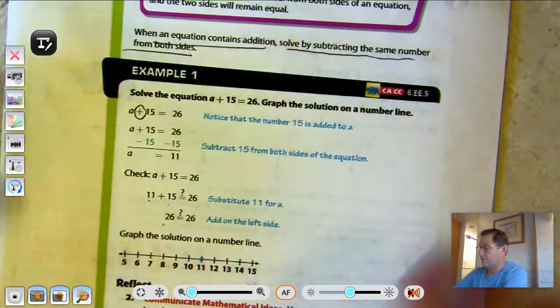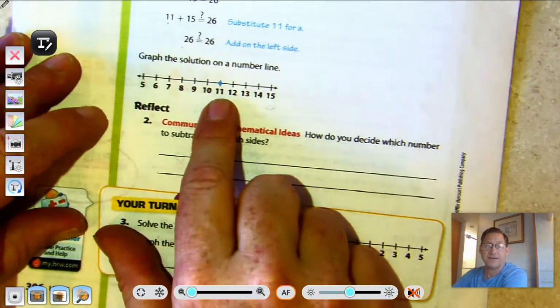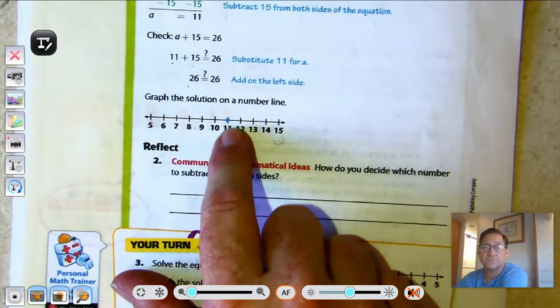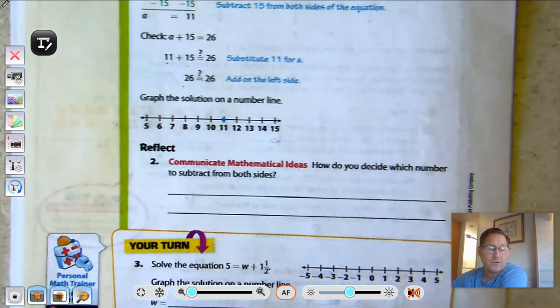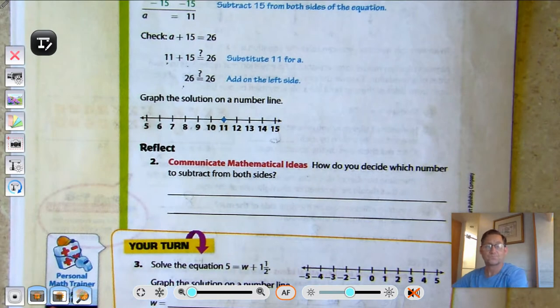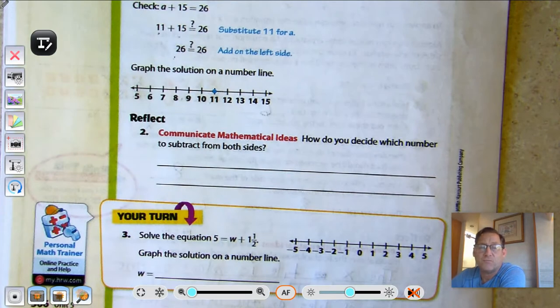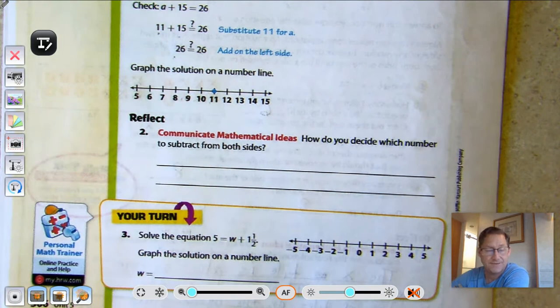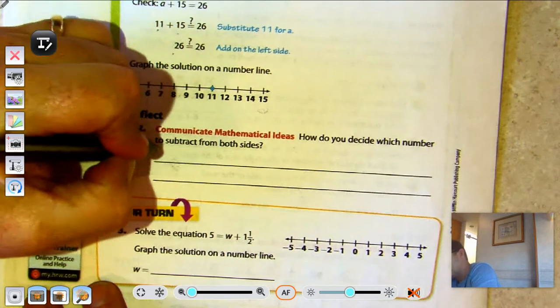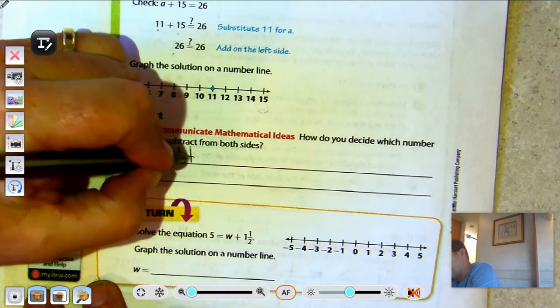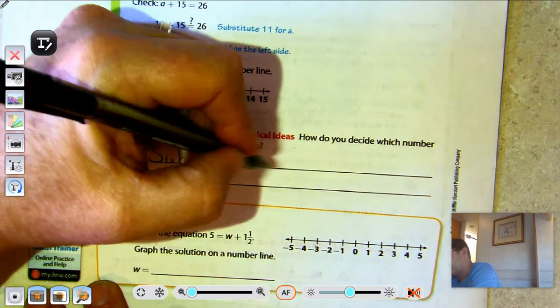Okay, and so if we have to graph it on the number line, there's our solution. We just put a dot there. All right, so number 2. How do you decide which number to subtract from both sides? Well, it's the number on the same side as the x, right? So subtract the number added to the variable.